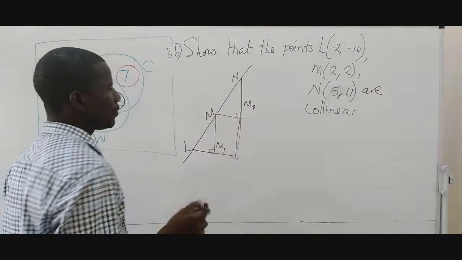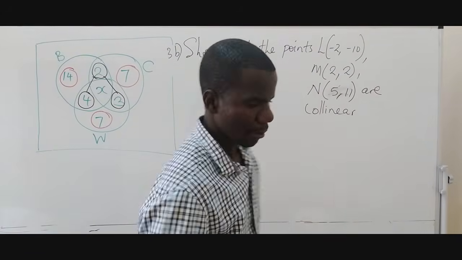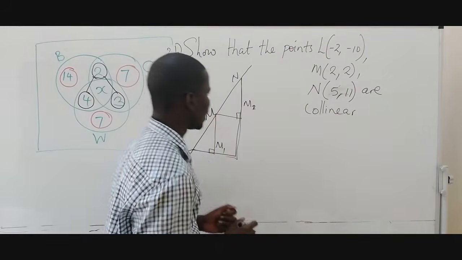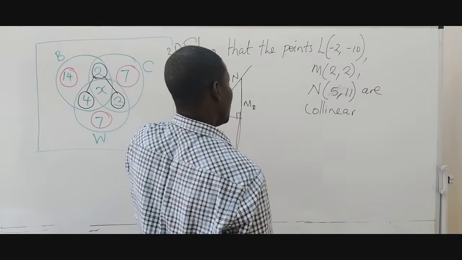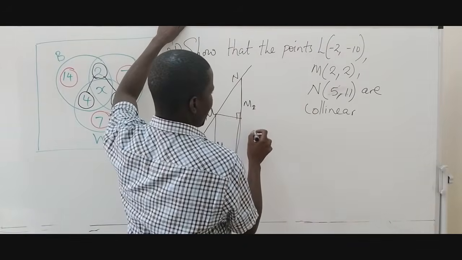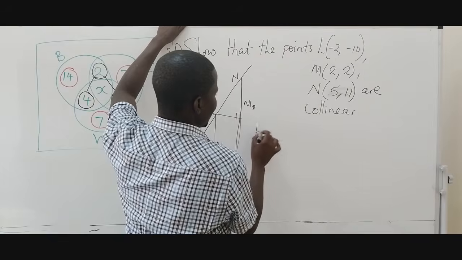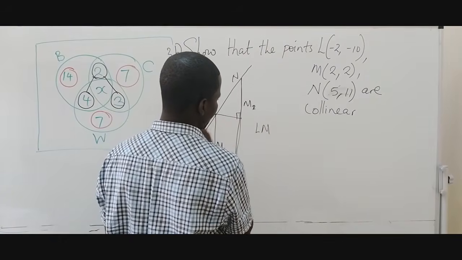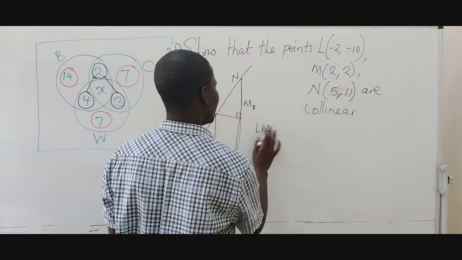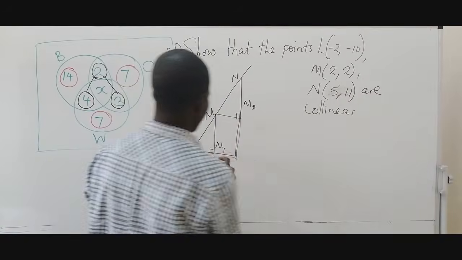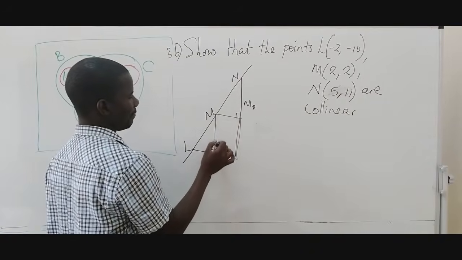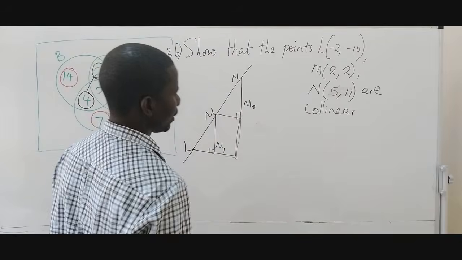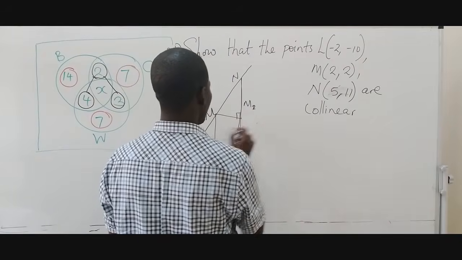Okay, so we can even use the gradients to prove this. But there is also the vector method that we can use, of course, for the scalar and stuff like that. So we can use the coordinate geometry method. If the gradient M1 is equal to M2, then we can say they are equal.